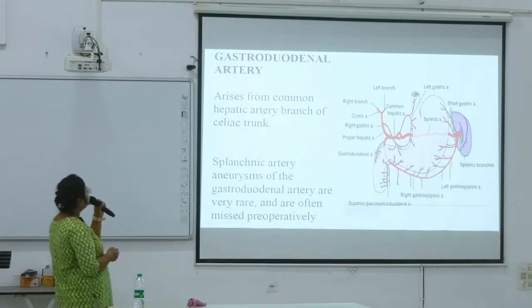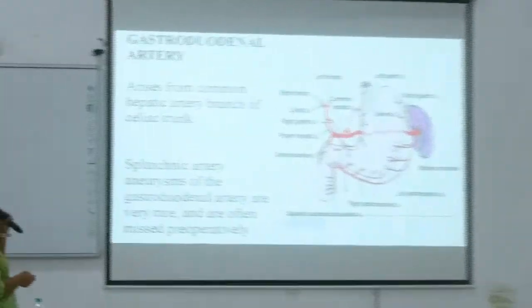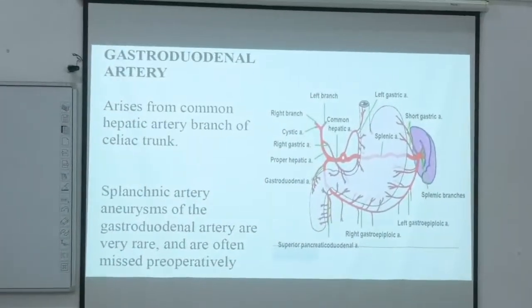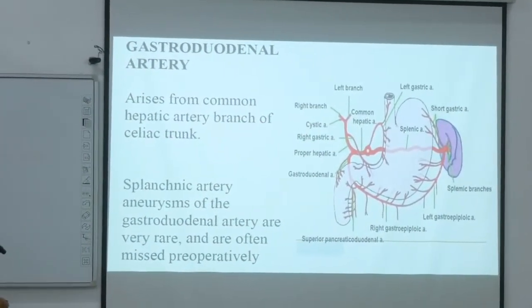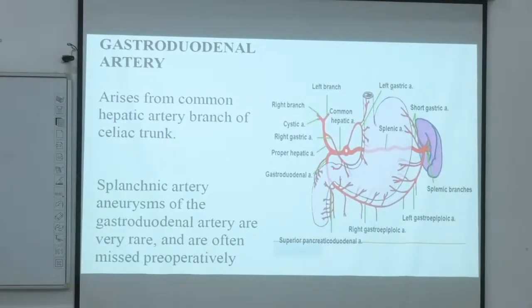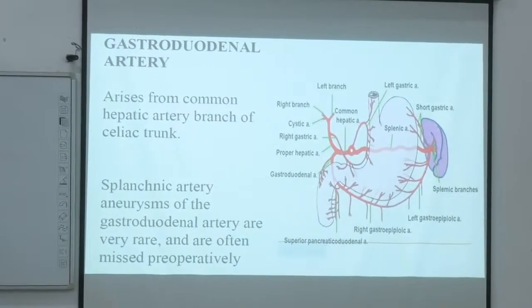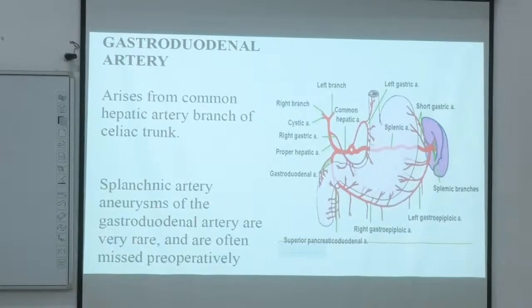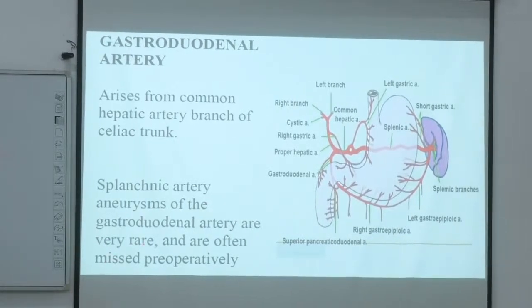Next is the gastroduodenal artery. See here, the gastroduodenal arises from the common hepatic artery, which is a branch of the celiac trunk. It is a splanchnic artery, and some variants of the gastroduodenal artery are very rare and are often missed preoperatively. If you miss it preoperatively, during surgery over the stomach or surrounding area, duodenum or pancreas, there will be heavy bleeding.